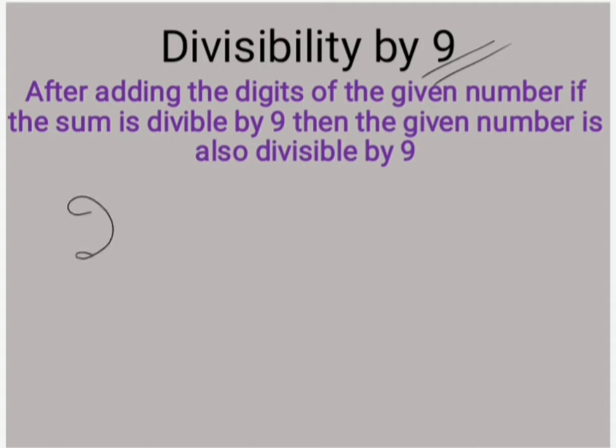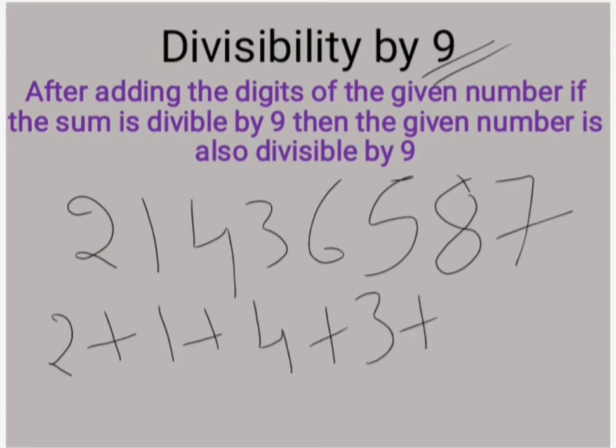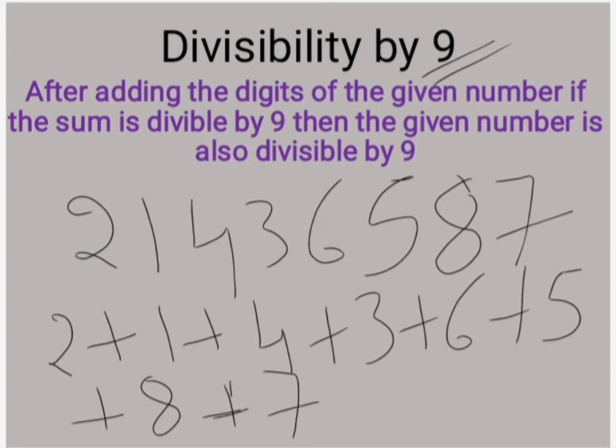Let us take a big number 2, 1, 4, 3, 6, 5, 8, 7. Now this is an 8-digit number, and if you do the normal division, it will take too much time, isn't it? So without doing normal division also, we can decide whether this number is divisible by 9 or not. So just add all the digits, 2 plus 1 plus 4 plus 3 plus 6 plus 5 plus 8 plus 7.